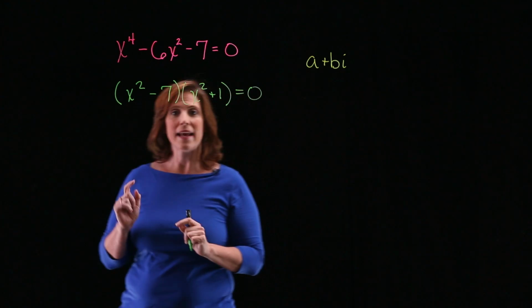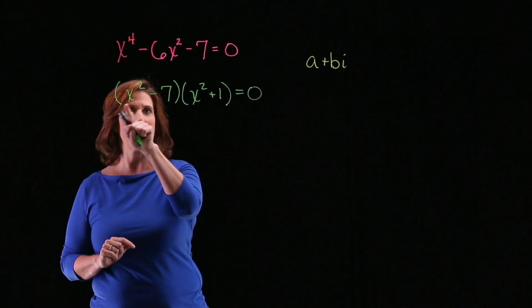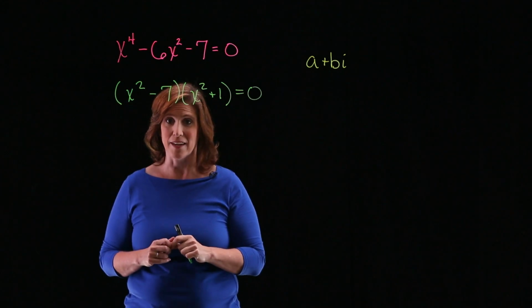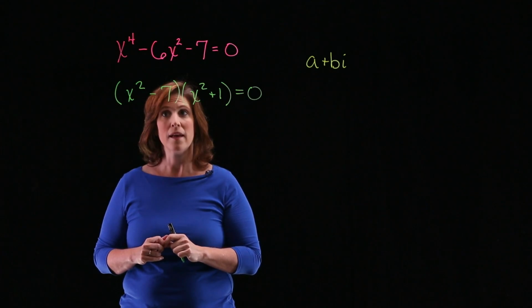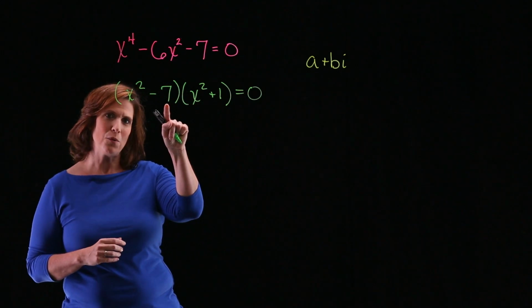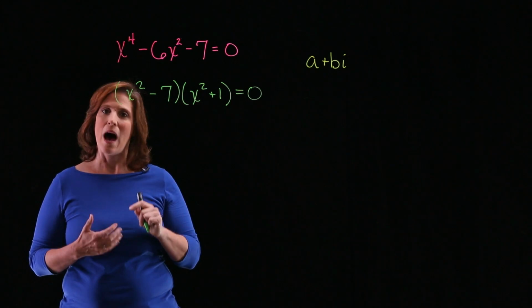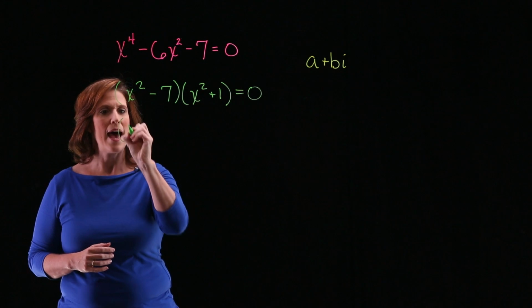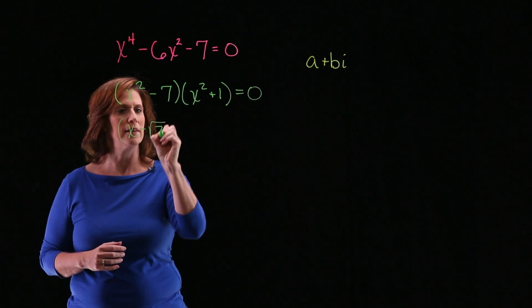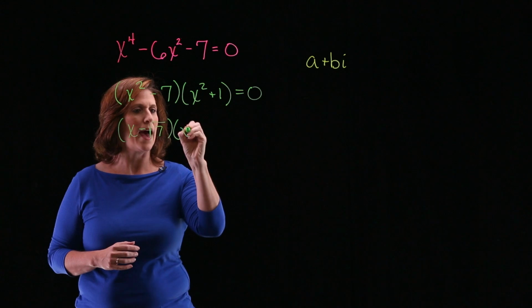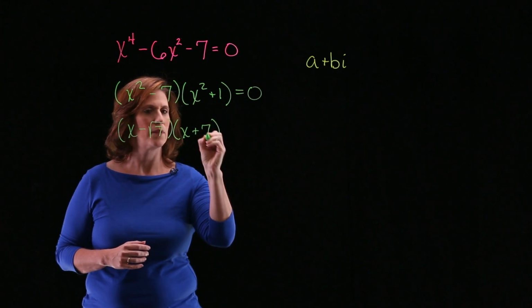Okay, so now I can continue factoring because I notice my first factor, x squared minus 7, is a difference of squares. Now, it might be a little unusual because we don't think of 7 as being a square. However, you can write this as x minus root 7 times the quantity x plus root 7.